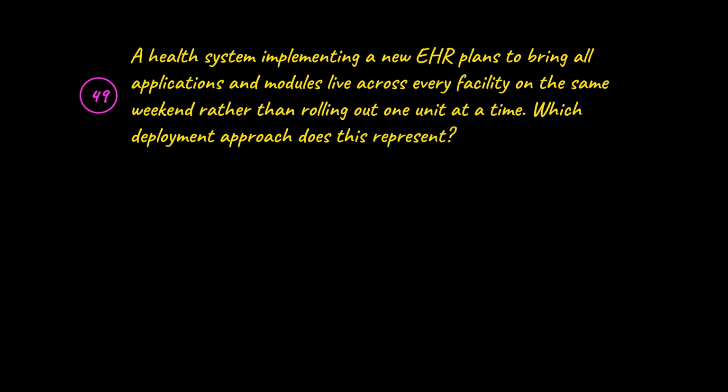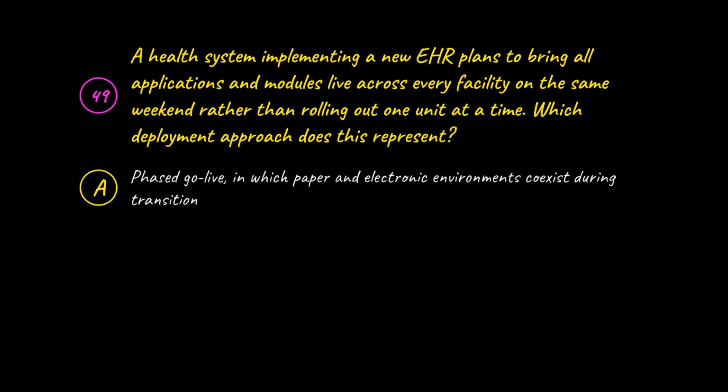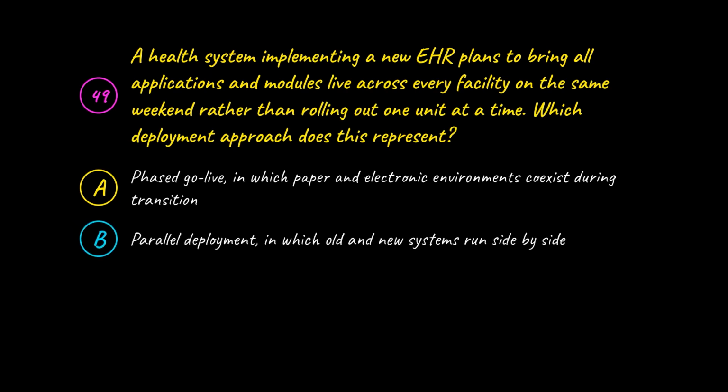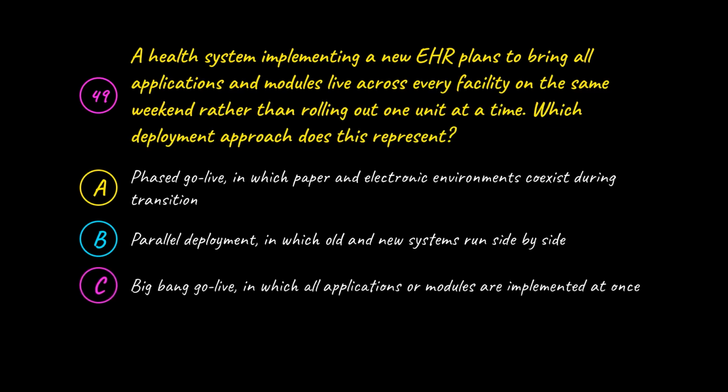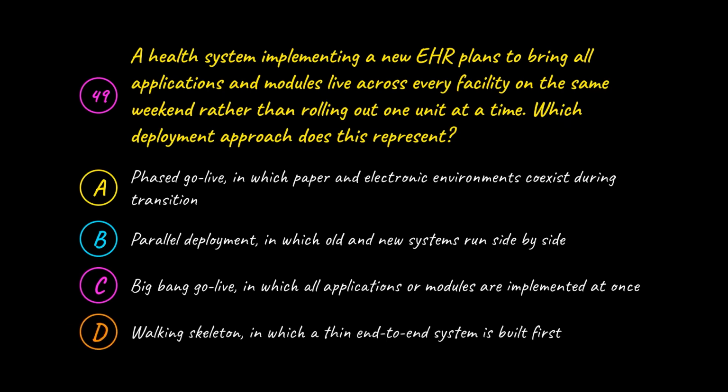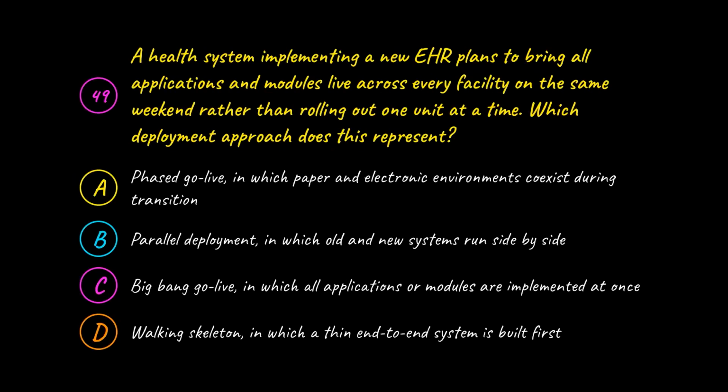Your options are A. Phased go live, in which paper and electronic environments coexist during transition. B. Parallel deployment, in which old and new systems run side by side. C. Big Bang Go Live, in which all applications or modules are implemented at once. D. Walk-in skeleton, in which a thin end-to-end system is built first. Which one is it? Pause the video if you need more time.